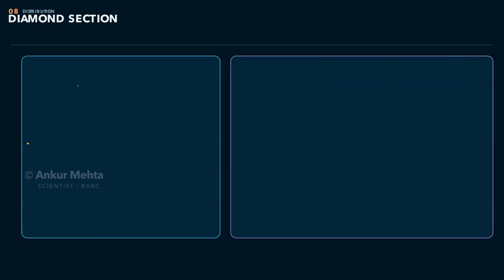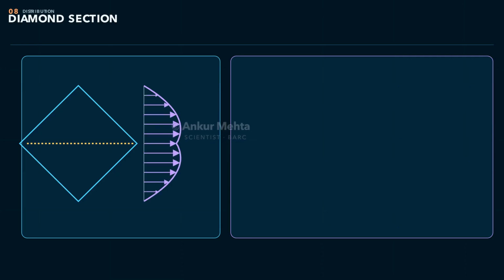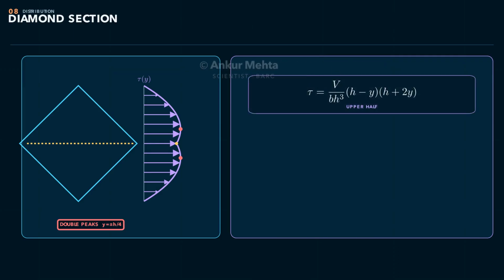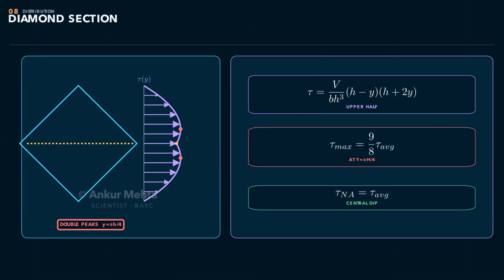For a symmetric diamond with half depth h, the local width grows toward the neutral axis and then reduces. In the upper half, tau equals V over b h cubed multiplied by h minus y and h plus 2y. Differentiation places the upper maximum at y equals h over 4. Symmetry gives another maximum at minus h over 4. Each peak equals 9/8 of the average stress. At the neutral axis, the stress falls slightly to the average value. This double peak distribution is a useful reminder that the neutral axis is not automatically the location of maximum shear.